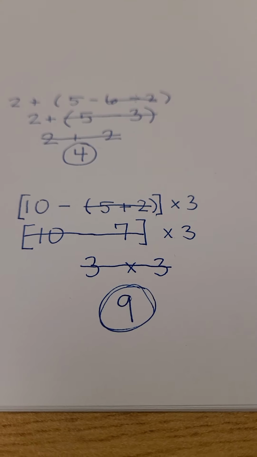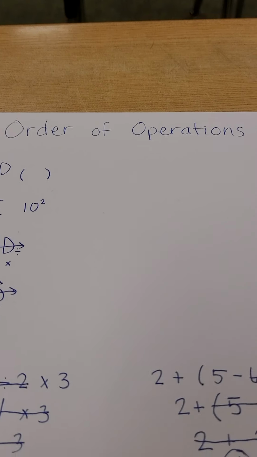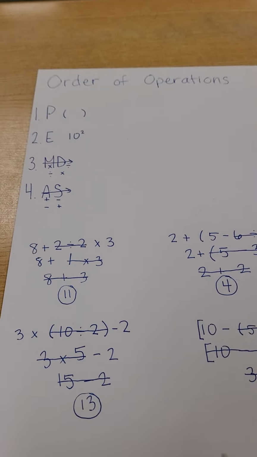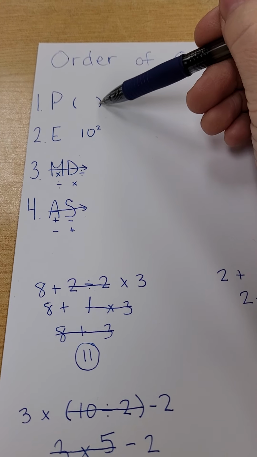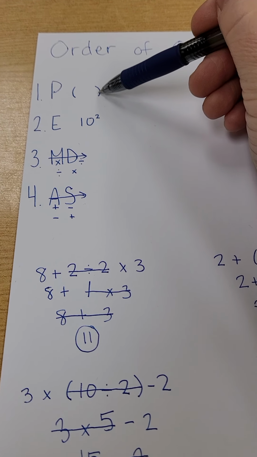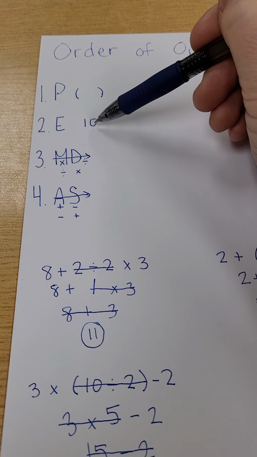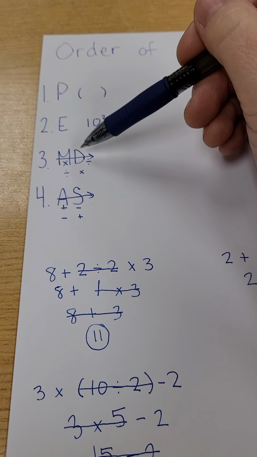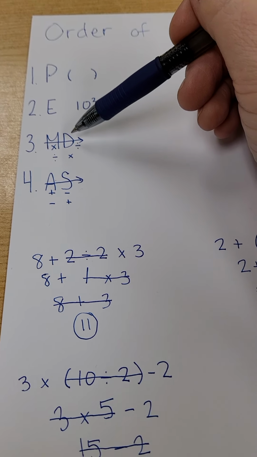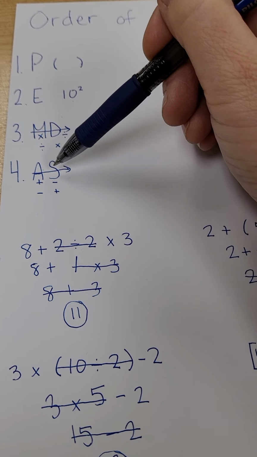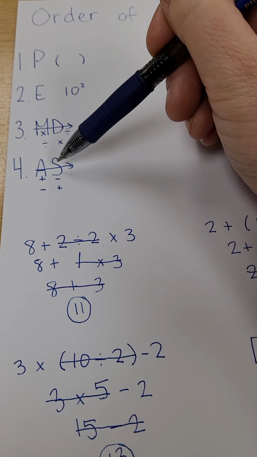Okay, so our steps are, when we have problems that have multiple operations in them, our steps are to do parentheses first, if we have them, then do exponents, if we have them, then multiply and divide from left to right, if we have them, then add and subtract from left to right, if we have them.